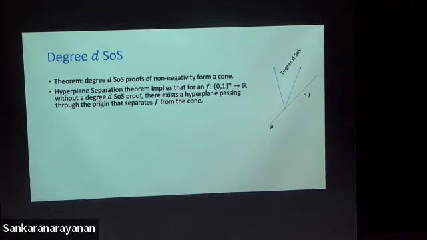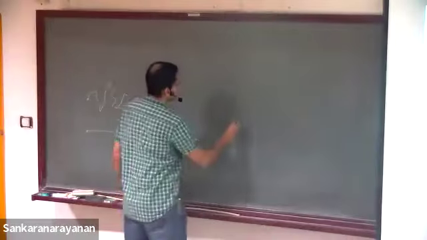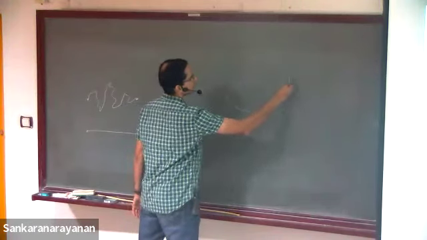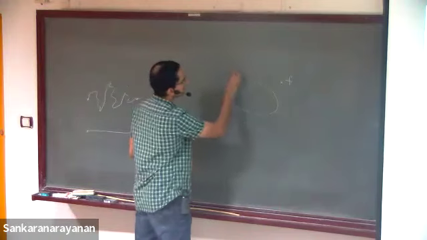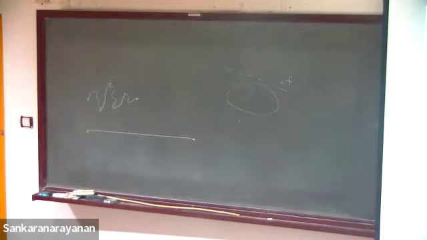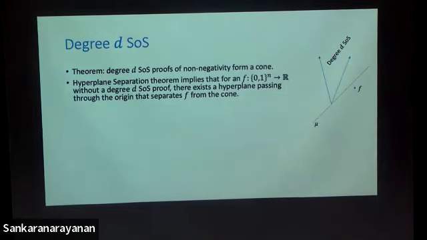Note that if you do not have a cone here, and you just have a convex set instead of a cone, then this is not true. You can find a hyperplane, but you cannot guarantee that the hyperplane passes through the origin. Let's say this is the origin, and you are given some convex set here, and this is your point F. There is no hyperplane passing through the origin that separates them. You can always find a hyperplane, but it will not pass through the origin. So you really need the cone property here, and it's really helpful that the degree d SOS proofs do form a cone.